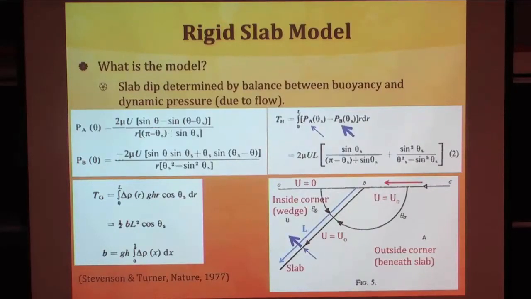Stevenson and Turner, and also another paper by Tovish and Schubert, showed in 1977, 1978 that if you look at the balance between a slab that's rigid and its density, and the forces that come from the viscous flow, you can predict something about what the steady state dip of the slab should be. Okay, so I'll just walk you through the basics of this.